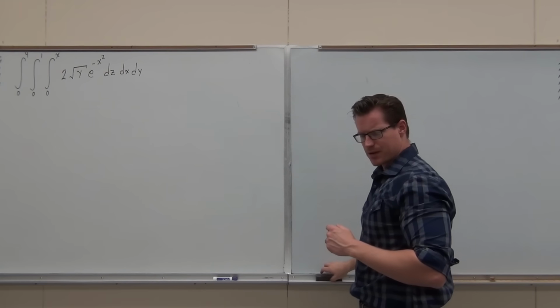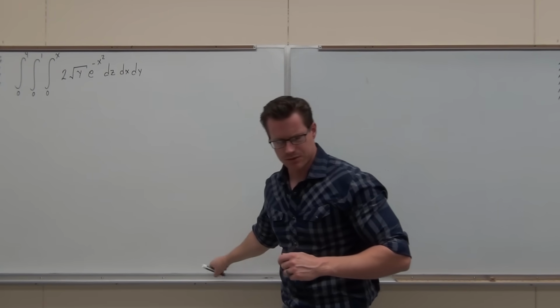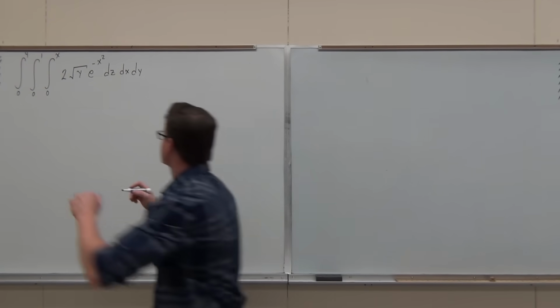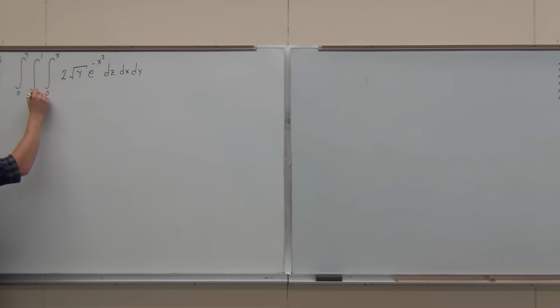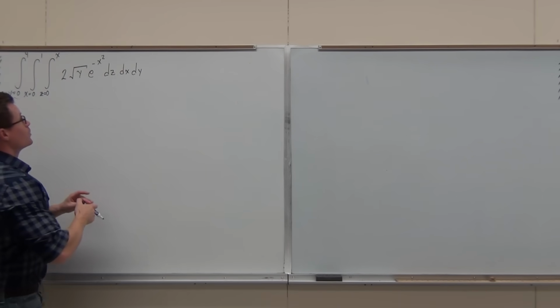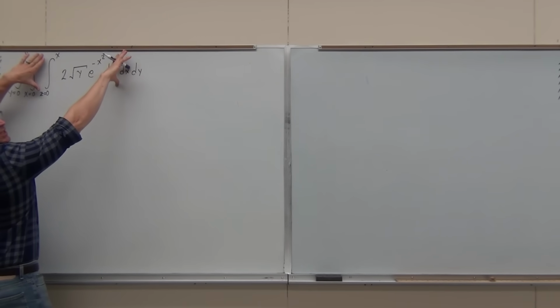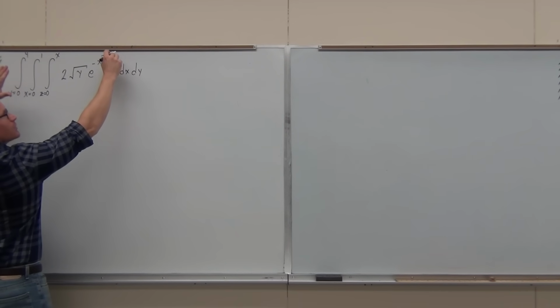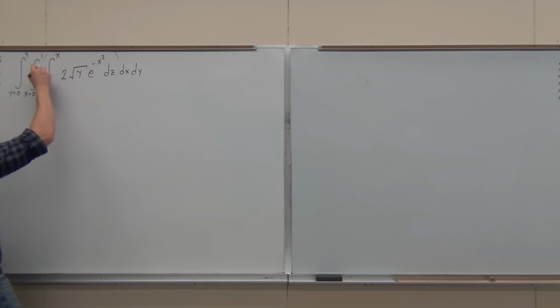What's your first independent variable? What's the first thing you'd integrate with respect to? Z. Okay, that means that these first two numbers are z numbers, and these next ones are x and y. So when I look at my first integral, just this one, I leave the rest alone. All I care about is this. That's it.